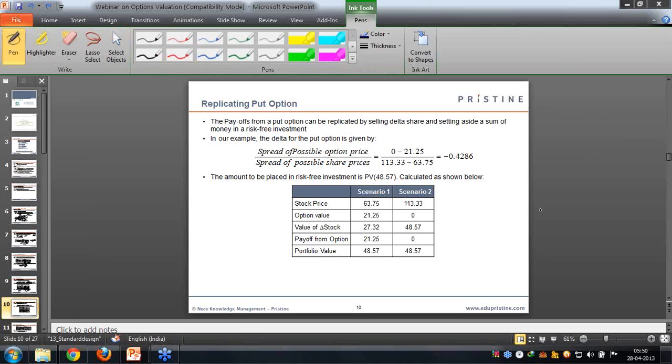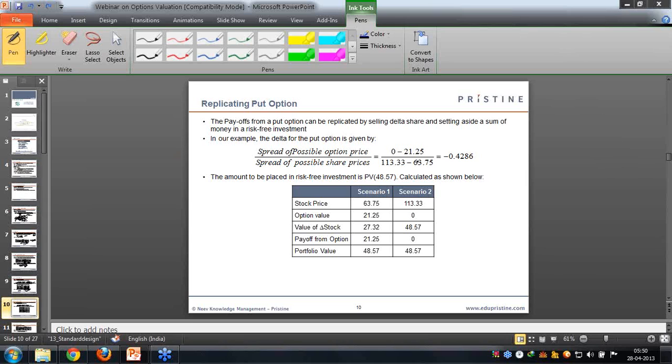In case of replicating put option, it's the same, except that here instead of borrowing, we are going to invest the money in a risk-free investment, and instead of buying delta share of the stock, we are going to short sell delta share stock. So it's exactly the opposite. Instead of borrowing and buying, we are going to sell and then lend the money in a risk-free investment, which will give you risk-free returns after 6 months.